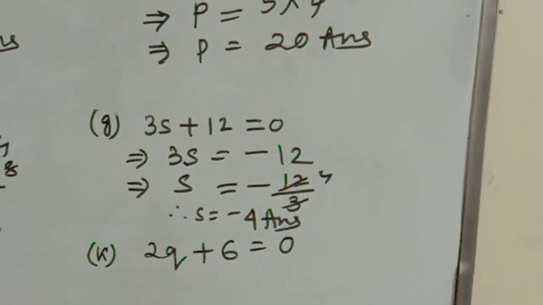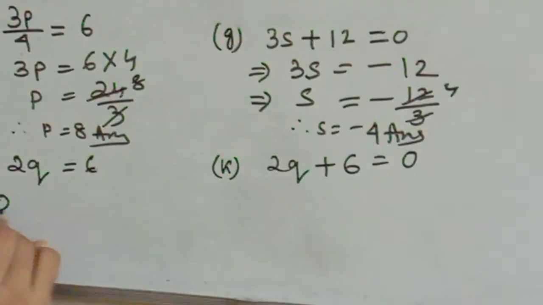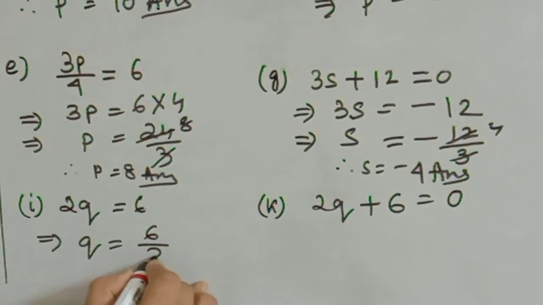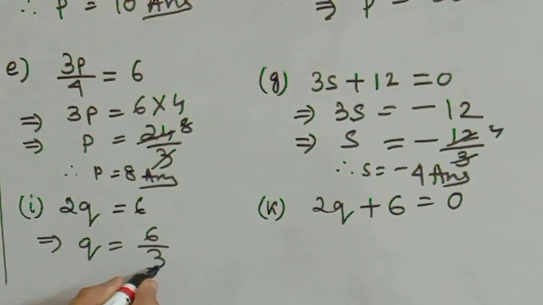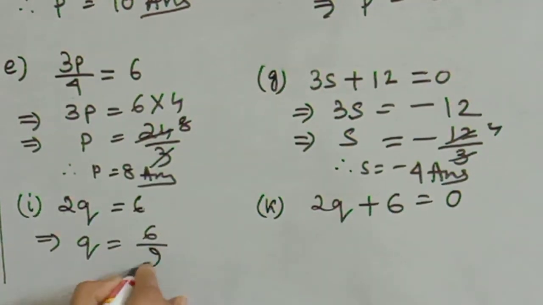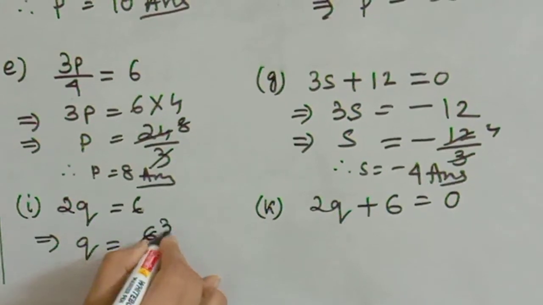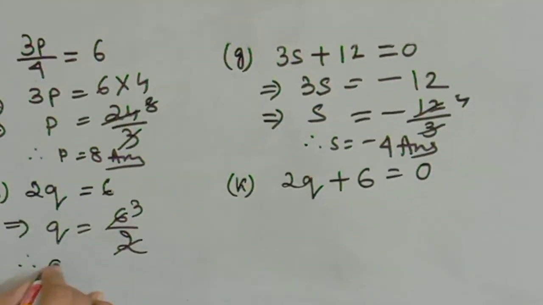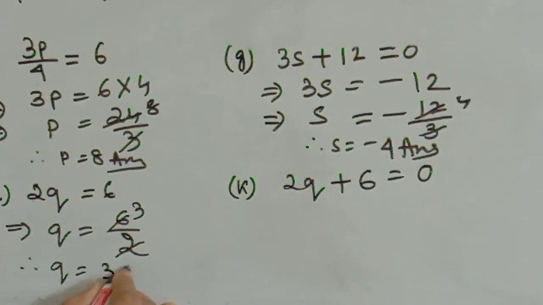Come to the next sum. 2q is equal to 6. So q is equal to 6 by 2. It was multiplied here, so it will go down by 2, and when you divide 6 by 2, you will get 3. Therefore, q is equal to 3.